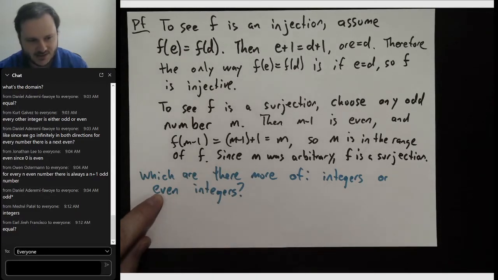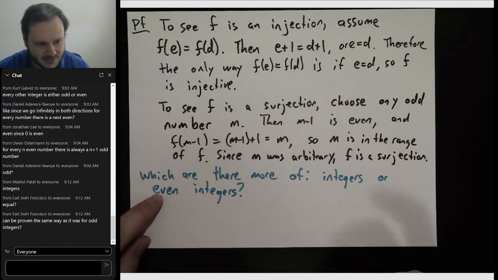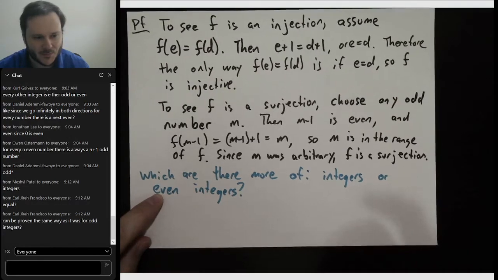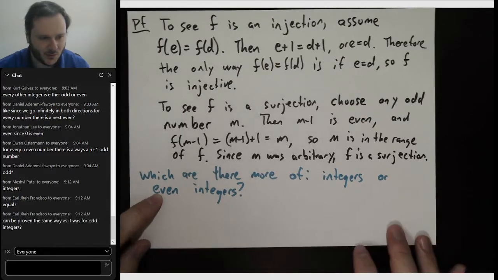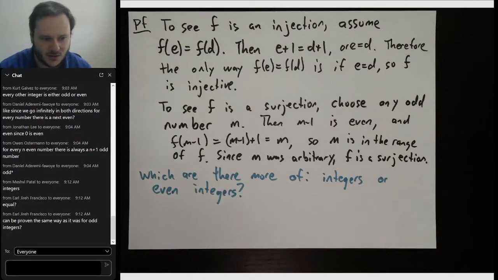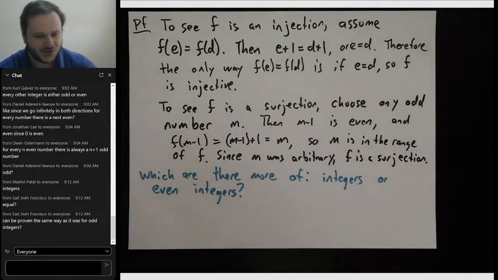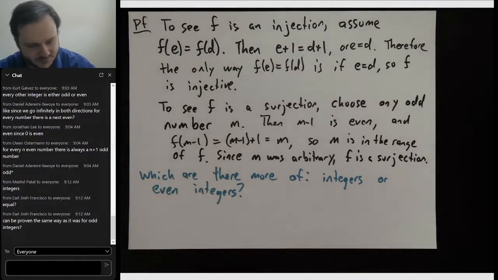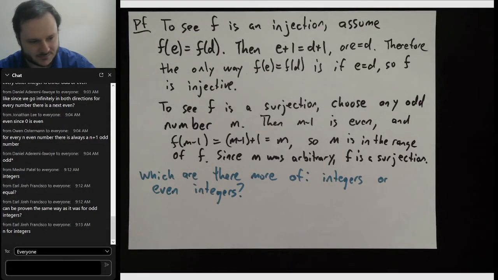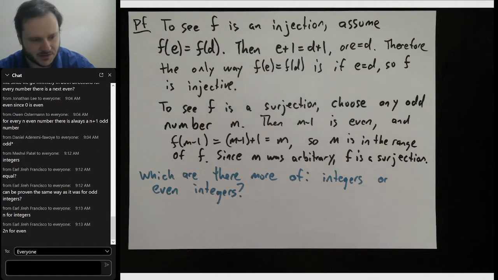Next answer, are they maybe equal? So Earl, why'd you say maybe equal? Equal question mark. Same way as for odd integers. So what function do you recommend looking at? 2n for even.